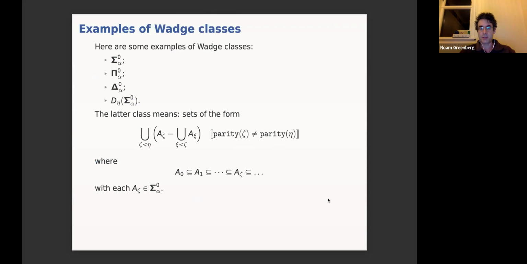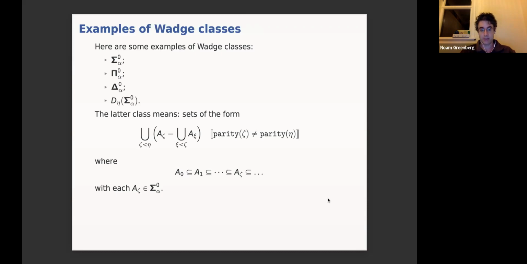So to begin with, just some particular simple examples of Wadge classes. The familiar classes are the sigma 0 alpha classes for countable ordinals alpha, the collection of complements pi 0 alpha, the intersection of sigma 0 alpha and pi 0 alpha, which are the delta 0 alpha classes. And then also the Hausdorff difference hierarchy, starting with sigma 0 alpha classes.